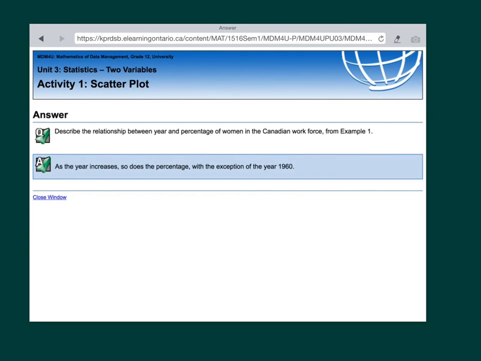And here they also mention the fact that as the year increases, so does the percentage, which we already said, but there is an exception to that rule in the year 1960, which we have talked about already as an outlier. So try the practice questions that are included in the lesson, and then we'll move on and look at how we can actually measure the strength of the relationship between the two variables when we're looking at a scatter plot and a line of best fit.